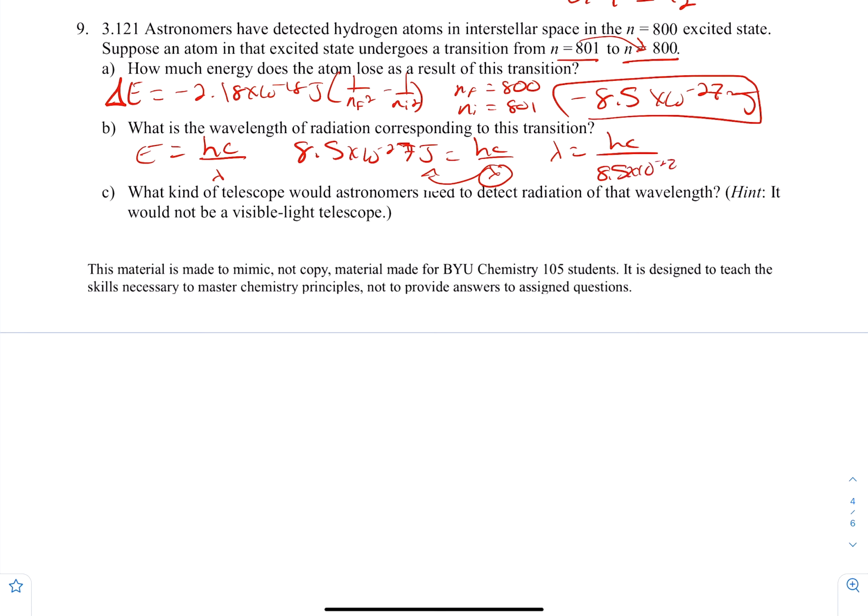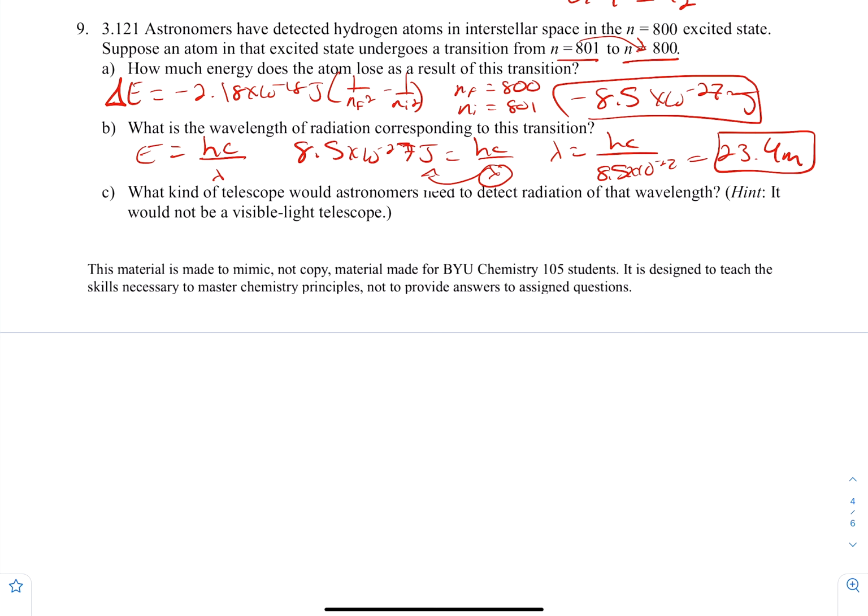Now, Planck's constant is not something you have to memorize, but it is useful if you just know it off the top of your head. And if you do this correctly, you should get about 23.3, or I'll say 0.4 meters. Okay, now that's a pretty big wavelength, right?